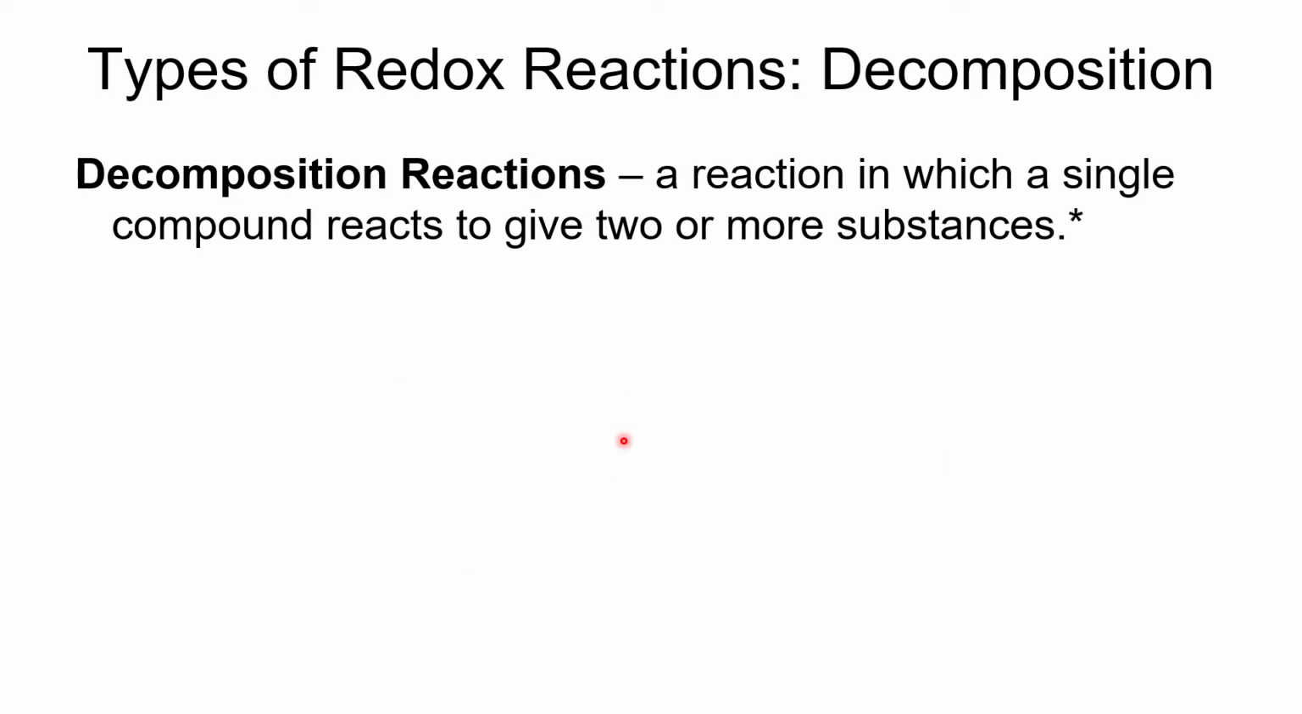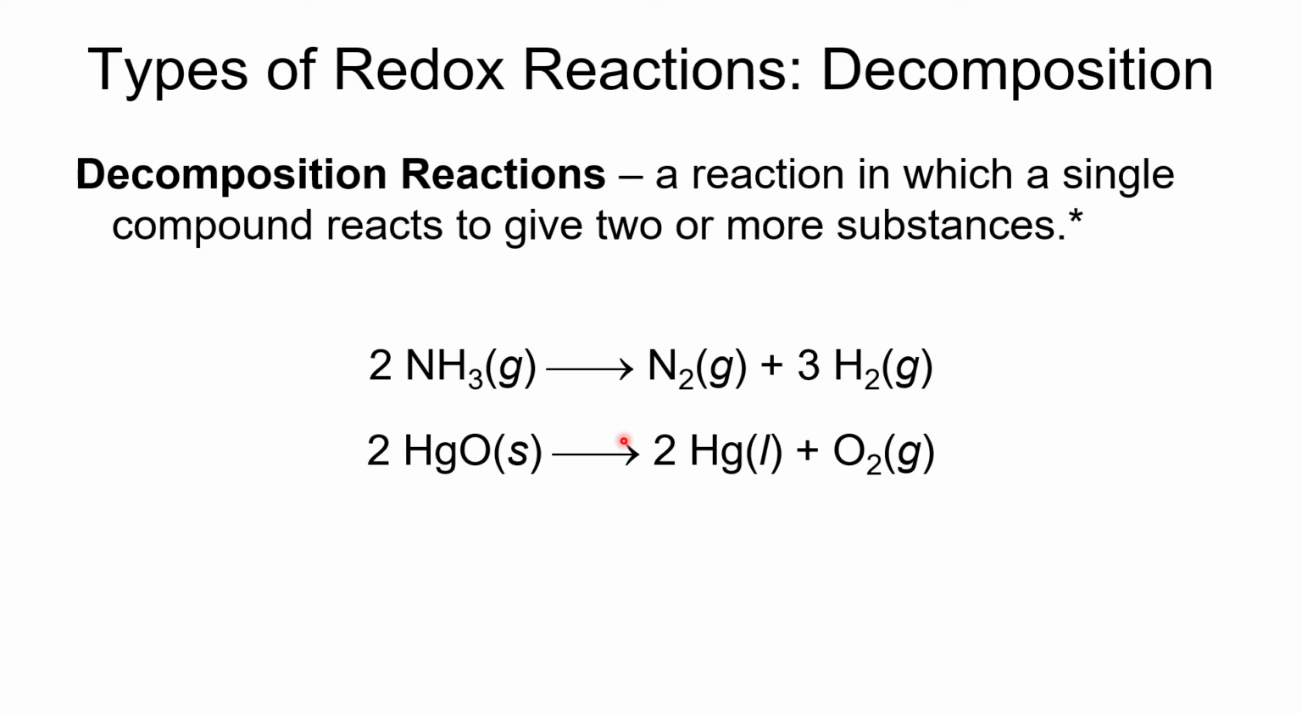Okay, so next we also have decomposition reactions. Decomposition reactions are sort of the evil twin of combination reactions, or the alter ego, if you want to put it that way. And that's where you have a single compound that breaks apart to make two or more substances. So for example, ammonia can break apart to make nitrogen and hydrogen. Mercuric oxide, or mercury(II) oxide, can break apart to make mercury metal plus oxygen gas. Not one that I recommend doing around the house because that's really poisonous.